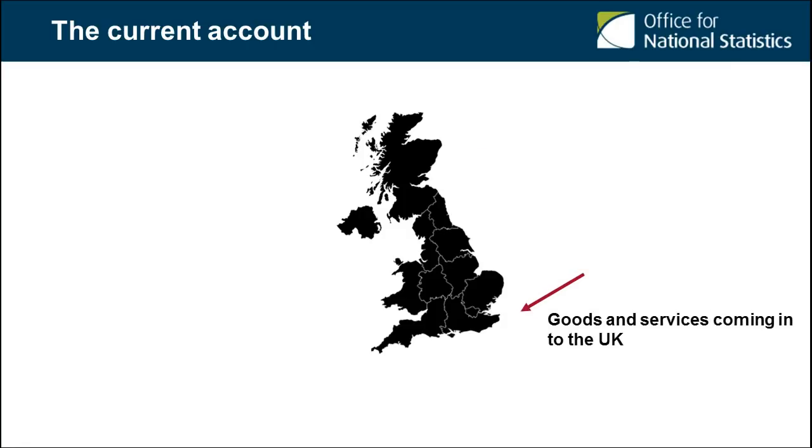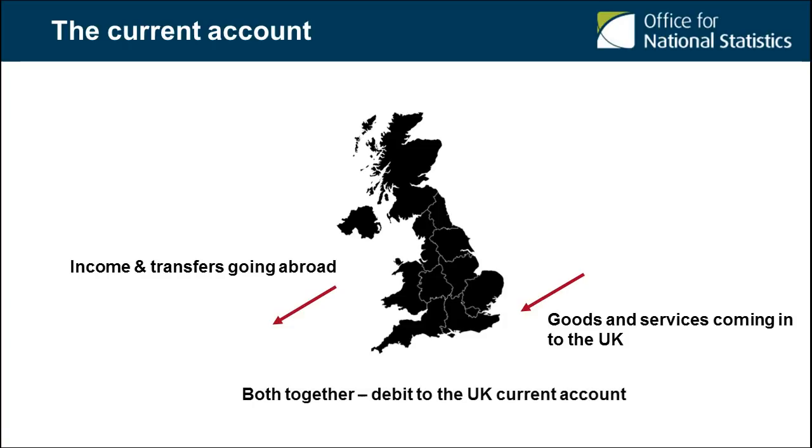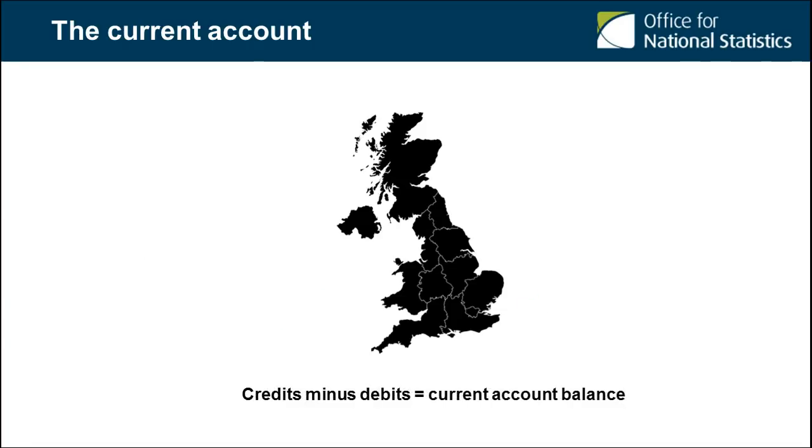We also have goods and services that we import from abroad, as well as money that leaves the UK. For example, when non-residents earn income from their investments here in the UK, or when the UK government makes payments to the EU. These together act as a debit to the current account. If we take credits minus debits, we get the current account balance.